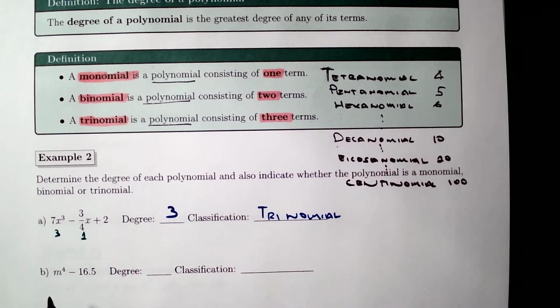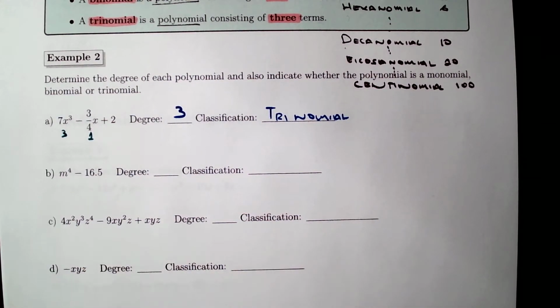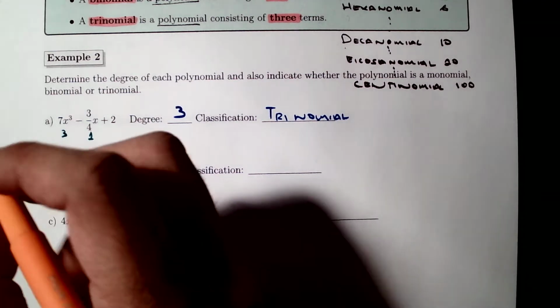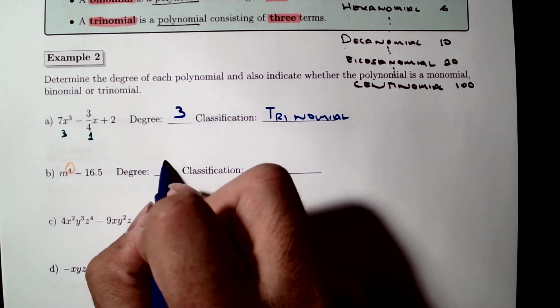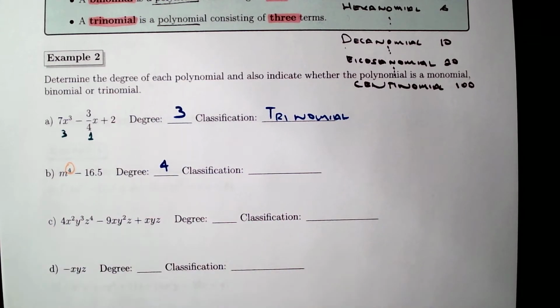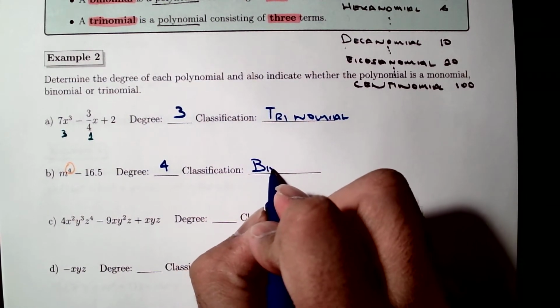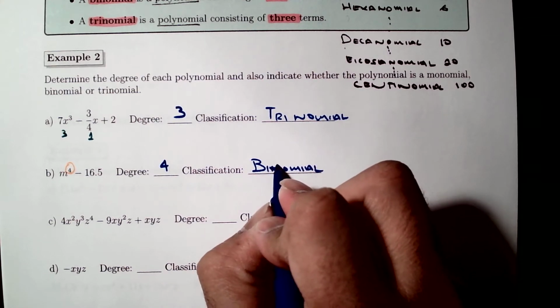Letter B, we'll look at the variable. In this case, the only term that has a letter is the letter n. If we circle the power, the degree is 4. And we have 1, 2 terms. So this is a binomial.